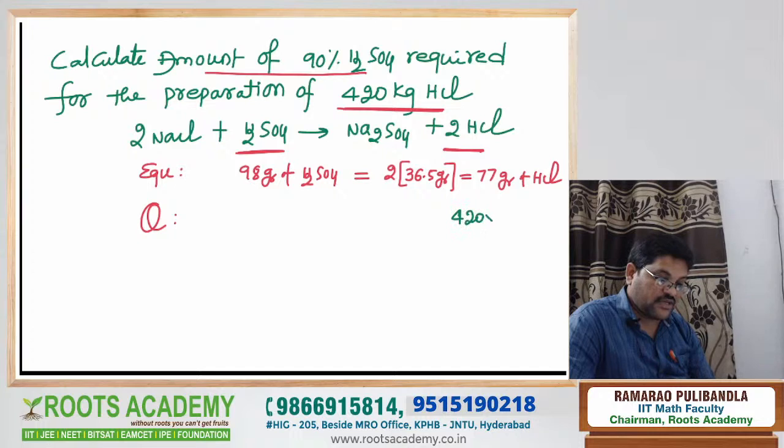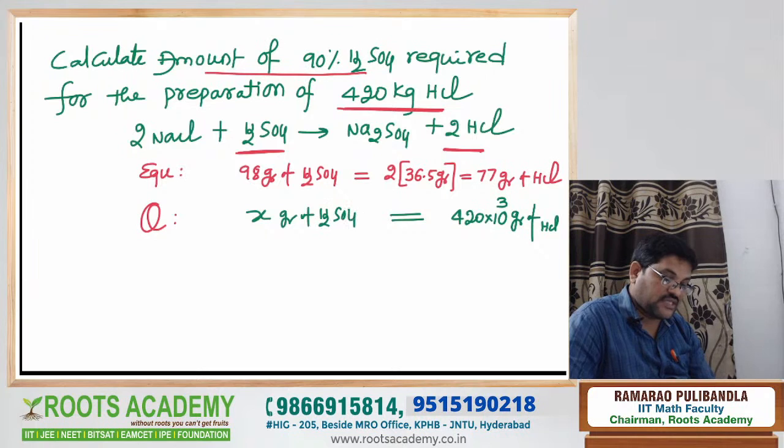That means 420 into 10 cube grams, because 1 kg equals 1000 grams. Now 420 into 10 power 3 grams of the HCl is equal to how many grams? X grams of the H2SO4. Now this X grams is what? This X grams, coming by solving the problem, is called the actual value.